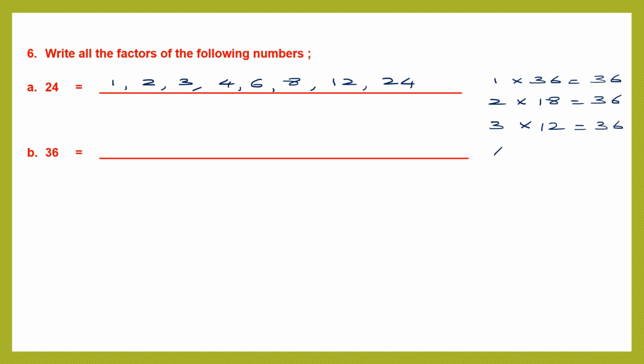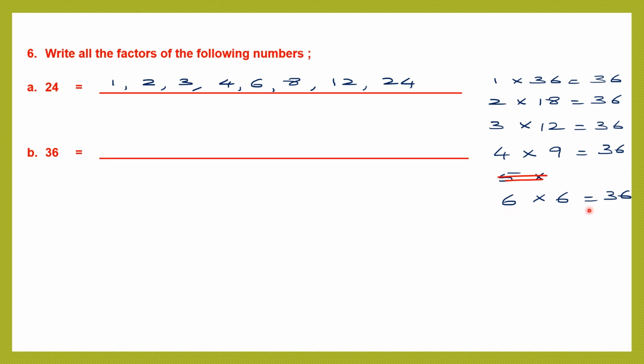Now let's go to 4. 4 into what is 36? 4 nines are 36. Let's go to 5. 5 into what is 36? 5 into nothing, so it crosses out. Let's go to the number 6. 6 into what is 36? 6 sixes are 36. So here you have a double, isn't it? When you reach a double, you can stop.